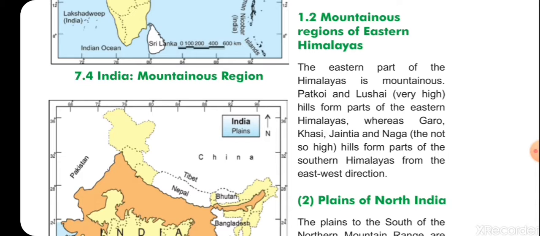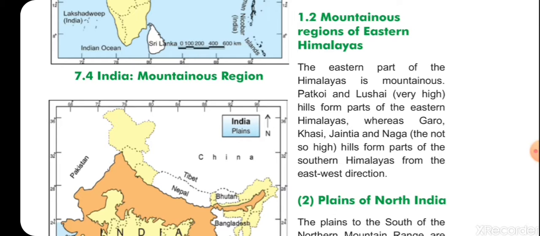Mountainous regions of eastern Himalayas. The eastern part of Himalayas is mountainous. Patkoi and Lushai, very high hills, form part of the eastern Himalayas, whereas Garo, Khasi, Jayanti, and Naga, the not so high hills, form parts of the southern Himalayas in the east-west direction.